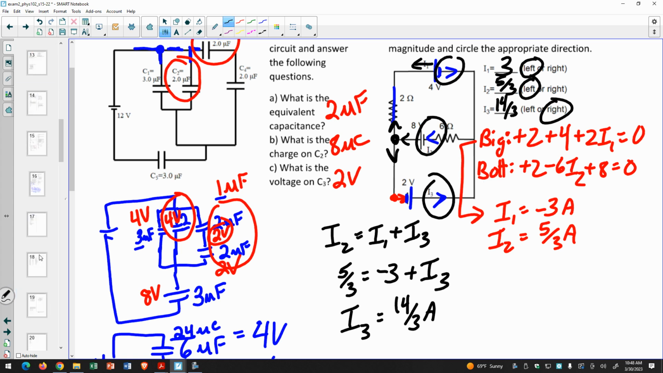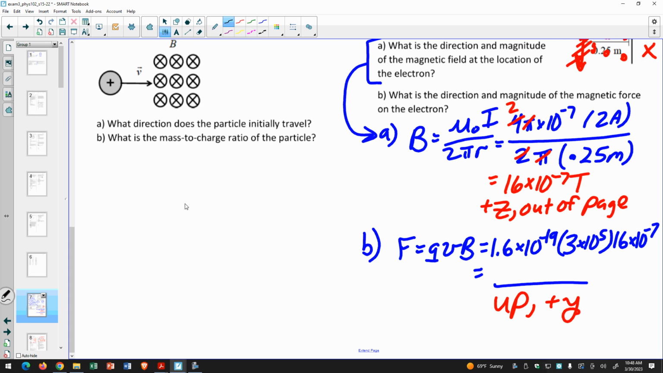All right, what else do I want to look at? Those are the free response. Particular questions? Okay. 16 on 20.